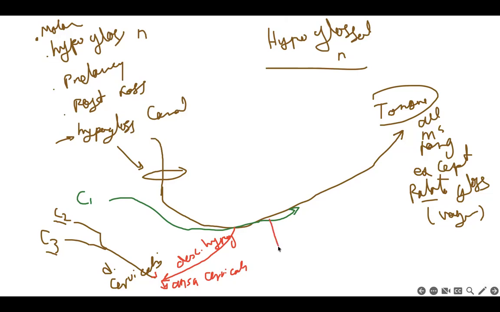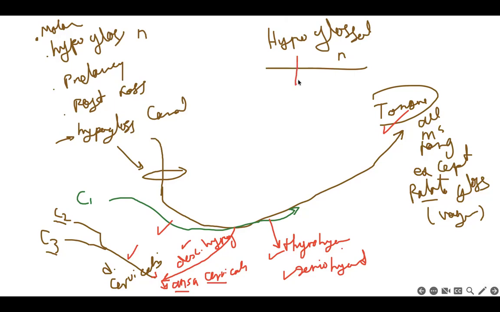Also C1, during its descent with the hypoglossal, supplies the thyrohyoid muscle and the geniohyoid muscle. So the hypoglossal itself supplies all muscles of the tongue, but with C1 it supplies thyrohyoid and geniohyoid, and gives descendens hypoglossi to unite with the descending cervical to form ansa cervicalis.